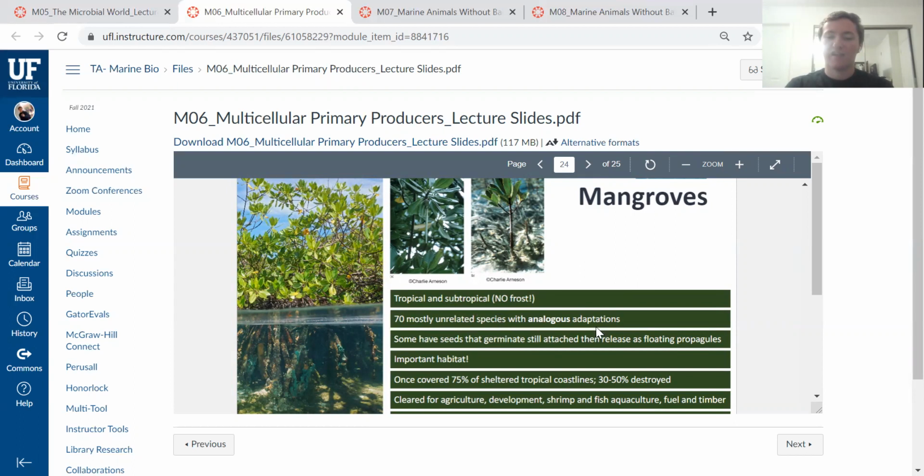They all have analogous adaptations because they're mostly unrelated species. And that's something that's super important to realize, that they're separate species, but because they had the same environment, they grew together and in turn became clumped together. So I would definitely go and try and understand what those analogous adaptations were from lecture, and understand exactly what analogous means. And again, that means they developed similar traits based on similar conditions despite being unrelated.